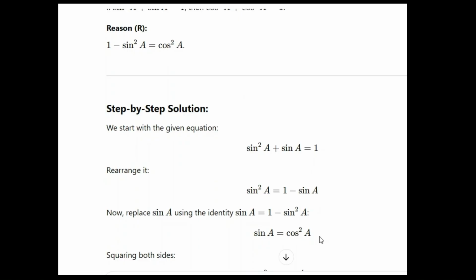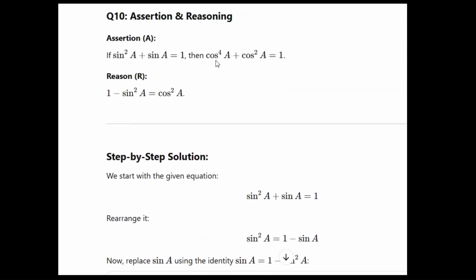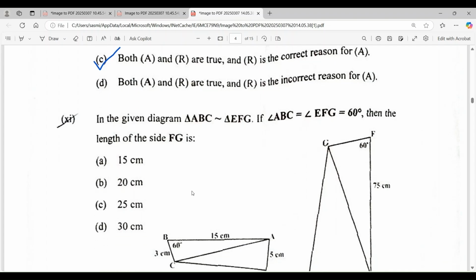Sin A equal to cos square A, square both sides. Sin square A equal to cos to power 4A. Means cos to power 4A is our sin square A. Now put this value. Cos to power 4A means this is your sin square A. Sin square A plus cos square A equal to 1. We know that sin square A plus cos square A equal to 1. So it is correct. So both are correct. Answer is C.